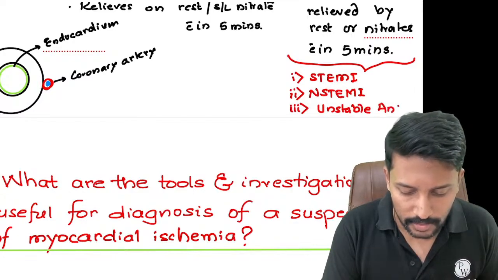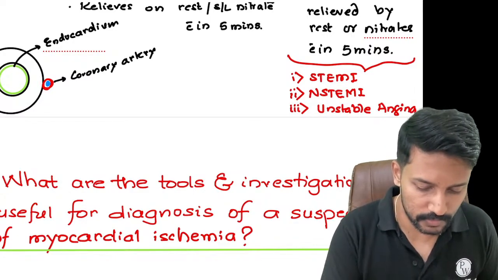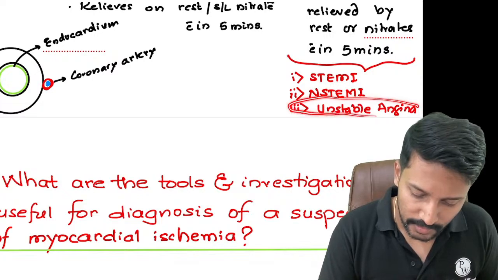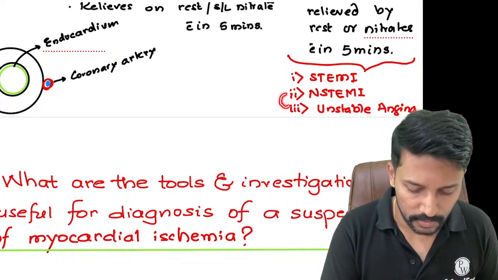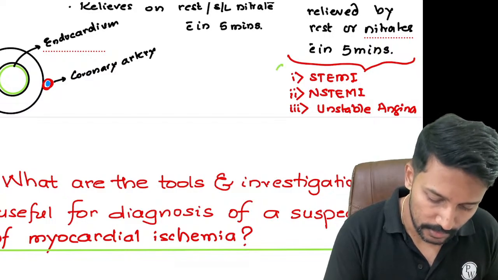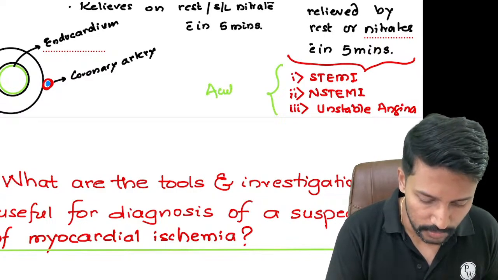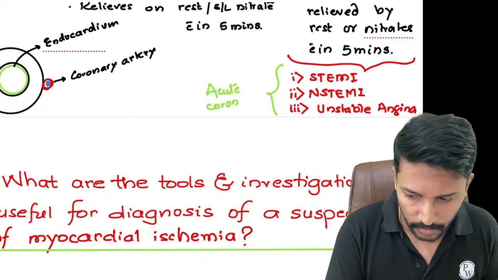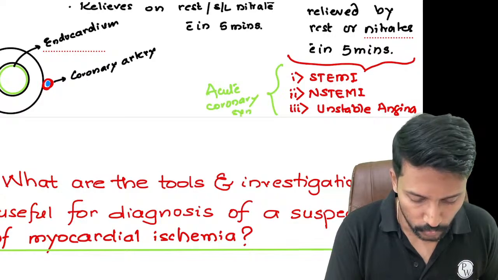Now, all these are considered as medical emergencies because the patient might have presented at just unstable angina, but if not recognized, he may progress to NSTEMI or STEMI, right? So, all these three conditions we call it as acute coronary syndromes. Acute coronary syndromes.